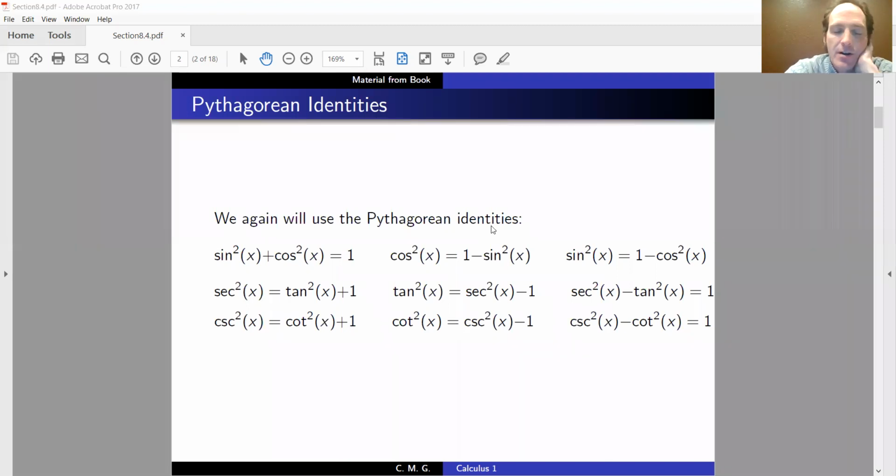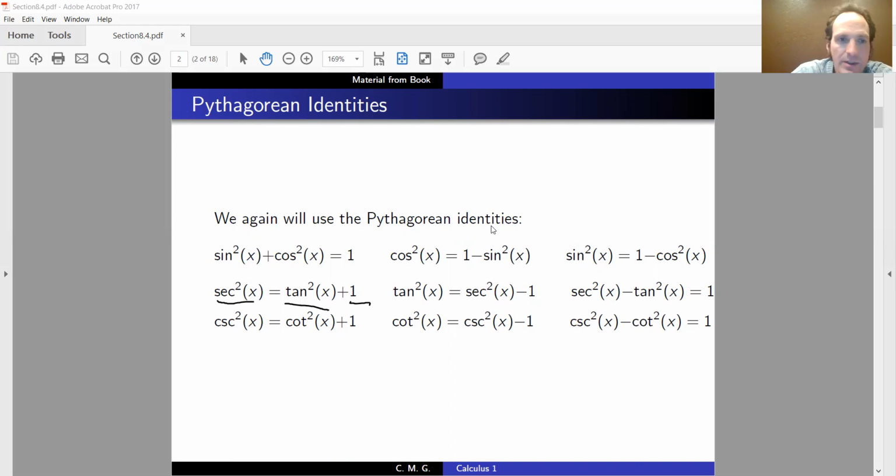I can solve for cosine squared in my equation, and I get cosine squared is 1 minus sine squared. I can solve for sine squared. Again, sine squared is 1 minus cosine squared of x. Then if I divide everything in this by cosine squared of x, I get sine squared over cosine squared is tangent squared of x. Cosine squared over cosine squared is 1, and 1 over cosine squared x is secant squared x. So that gives me another Pythagorean identity, and then I can use this to solve for tangent squared or secant squared, or get secant squared minus tangent squared is 1.